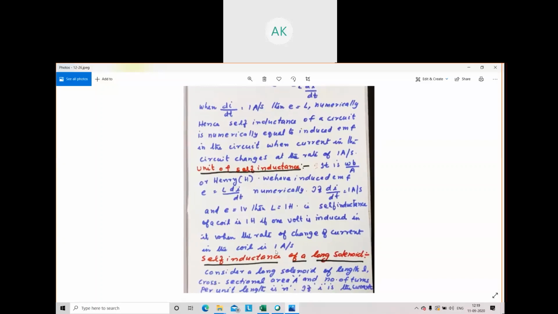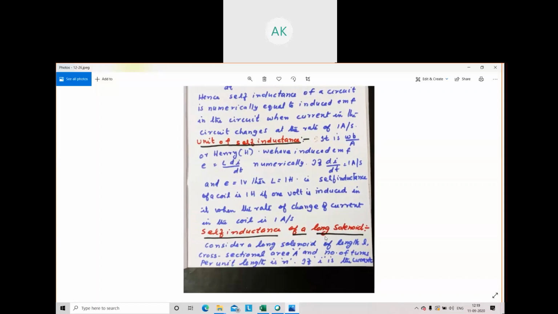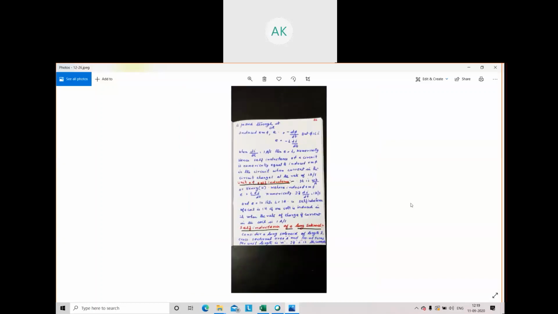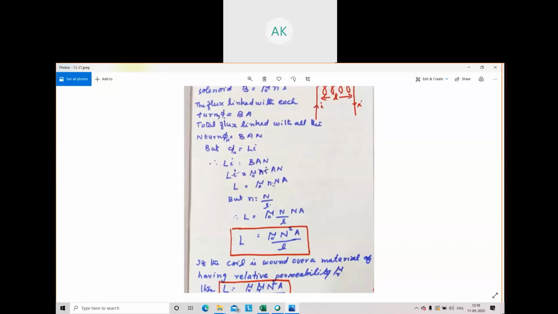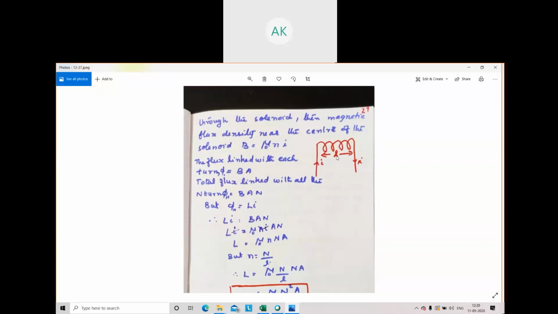Next, a very important derivation: self-inductance of a long solenoid. We have to derive the expression for self-inductance of a solenoid. This is an important one. You can consider a coil here. I is the current sent through the coil, L is the length of the coil, A is the area of cross-section of the coil.